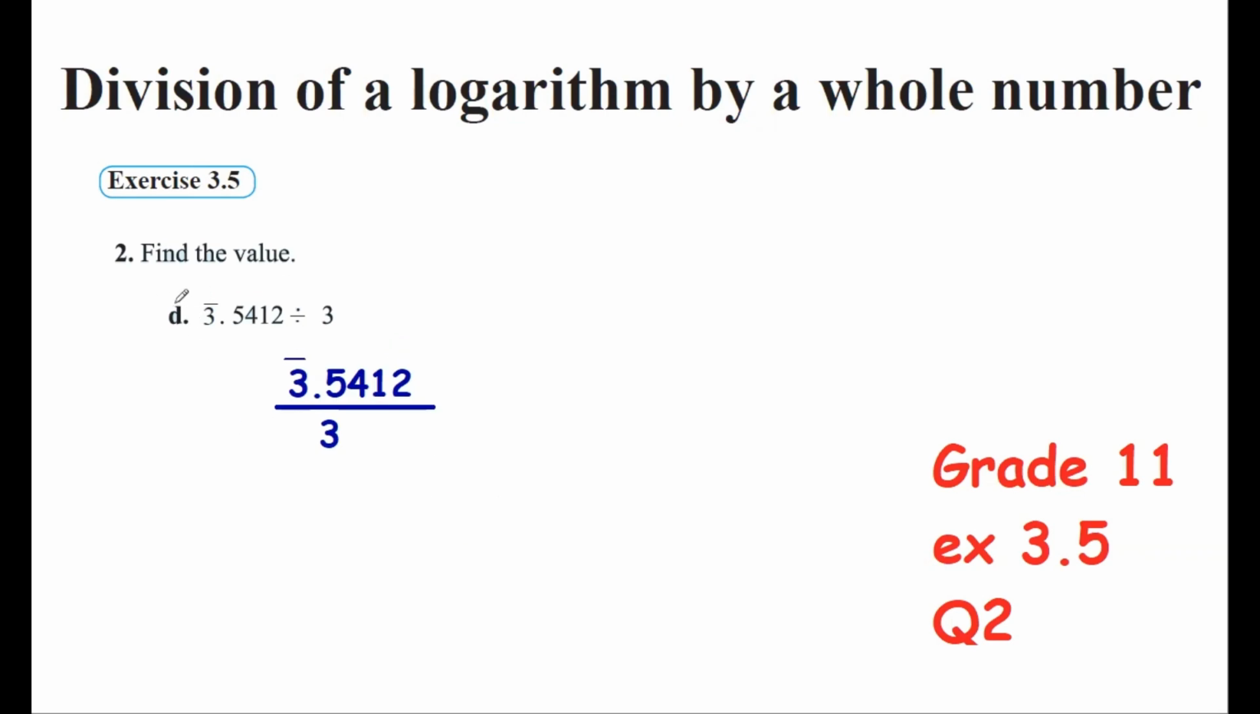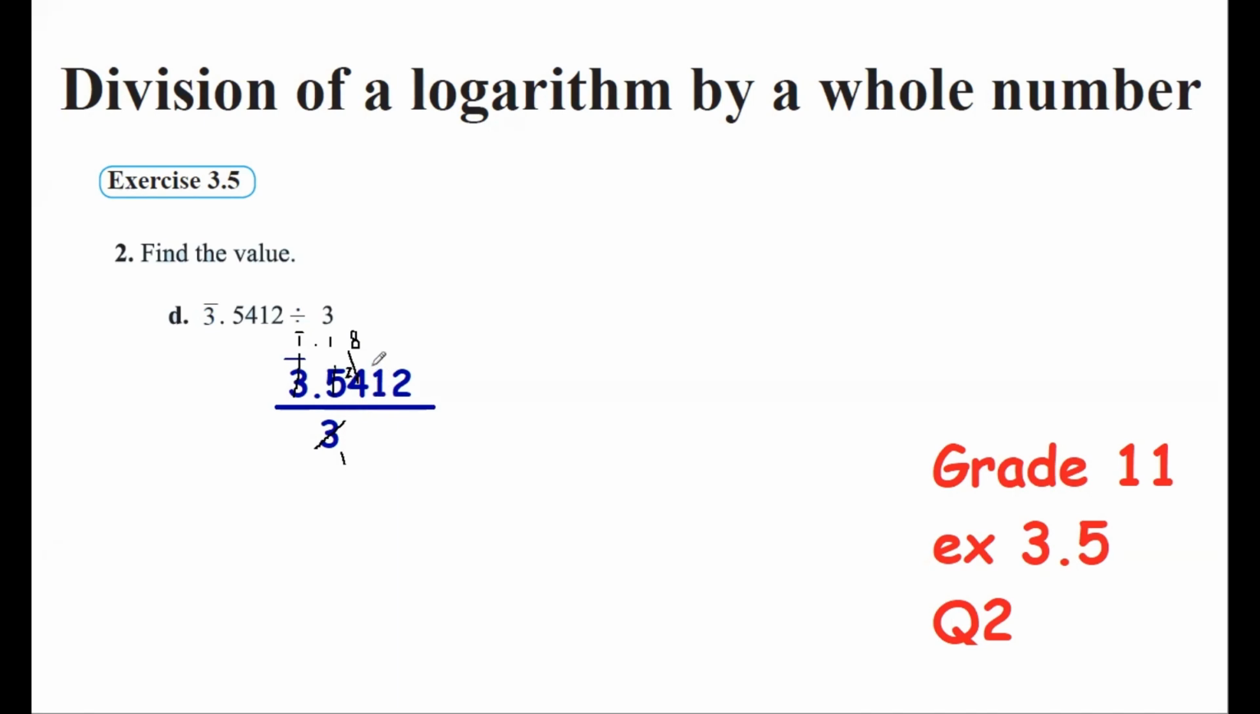Part D, bar 3.5412 divided by 3. When you're dividing this, 3 has 1. So bar 3, when you divide it, you have a bar 1, 3 has 1, and the decimal place straight away up. 5 has how many 3s? There is 1, and 2 is remaining. So the remaining 2 right next to the 4. So it looks like 24. 24 has how many 3s? There will be 8. 8 times 3 is 24, and no remainder.